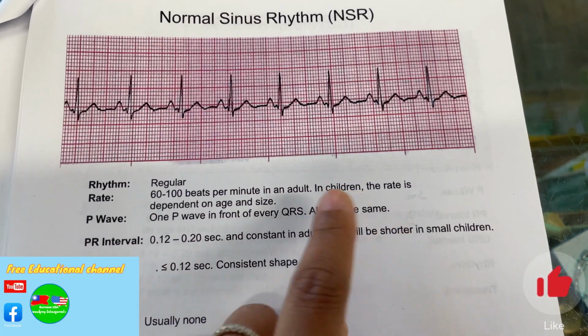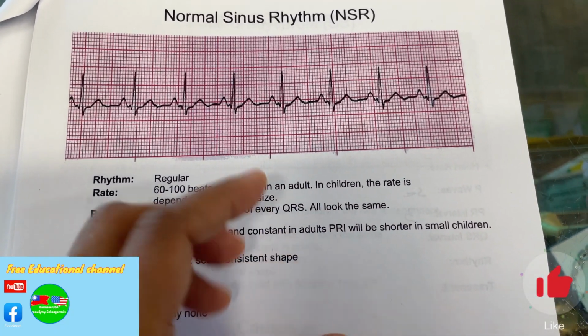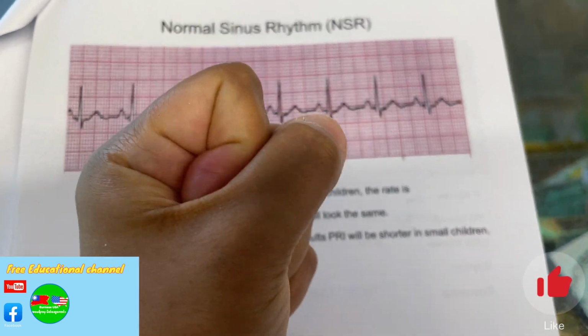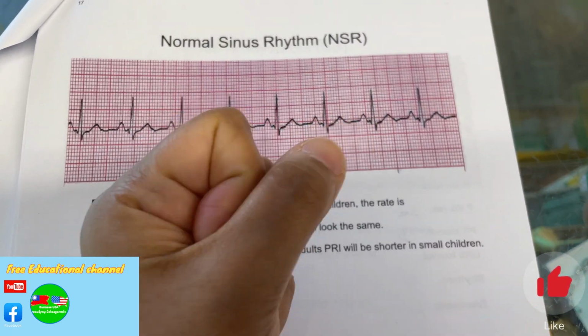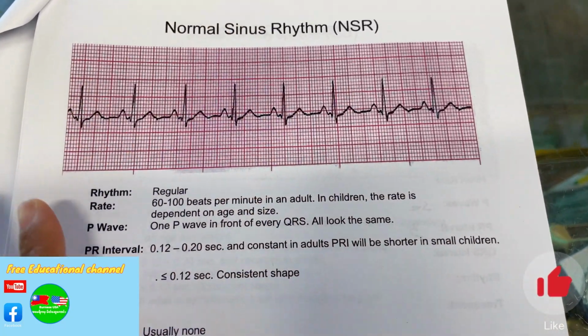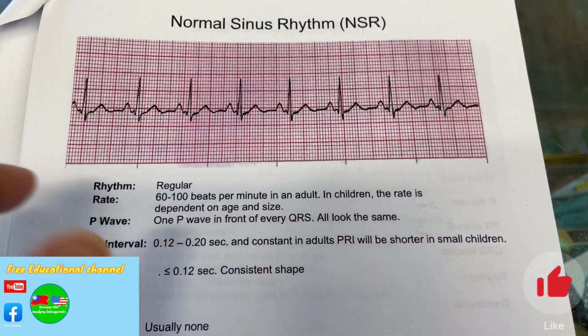But for children, it depends on the age and the size, because the smaller the child is, the smaller the heart is. When it's smaller, it has to pump faster so that the blood will spread more to supply the body.